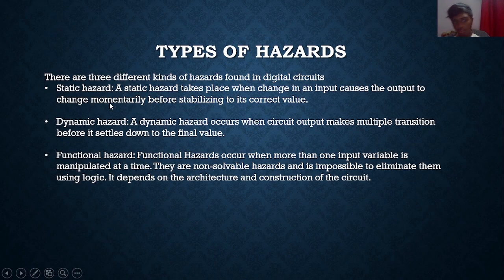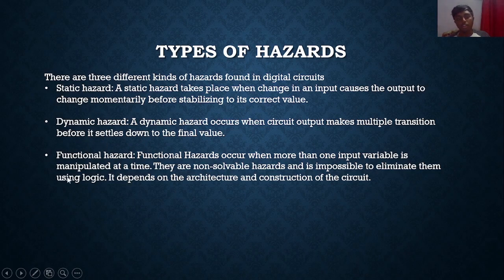Types of hazards. There are three types of hazards: static hazard, dynamic hazard, and functional hazard. Static hazard. A static hazard takes place when there is a change in an input which causes the output to change momentarily before going back to its correct value. Dynamic hazard. A dynamic hazard occurs when circuit output makes multiple transitions before it settles down to its final value.